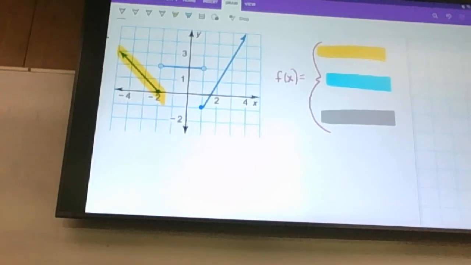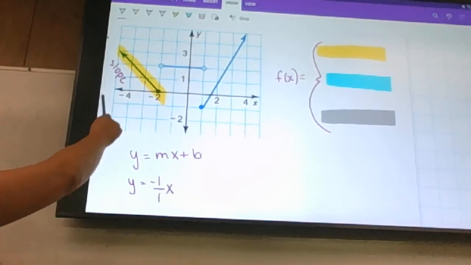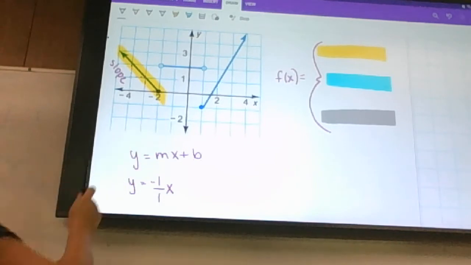So I'm trying to write an equation in y equals mx plus b, so I need a slope and an intercept. So let me look at the slope. All right, this slope goes down one, right one, down one, right one. That's my slope for my yellow line. It goes down and right, down and right.